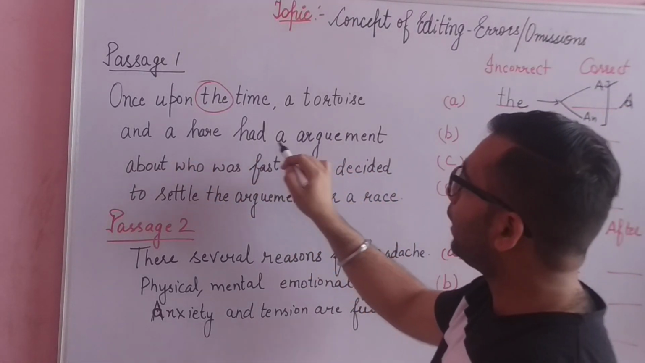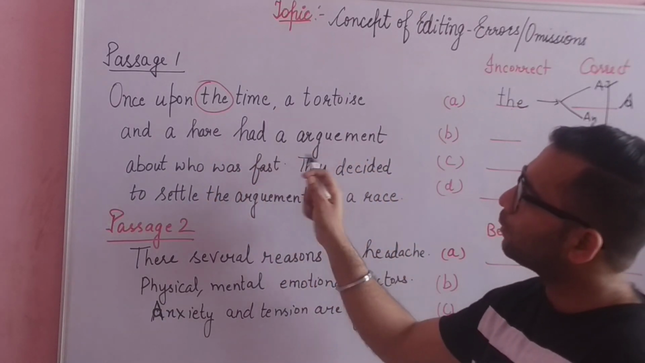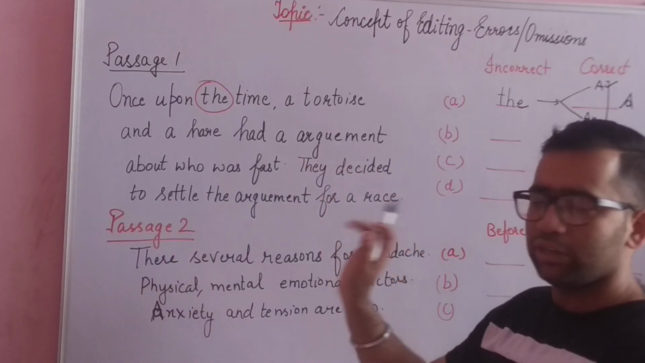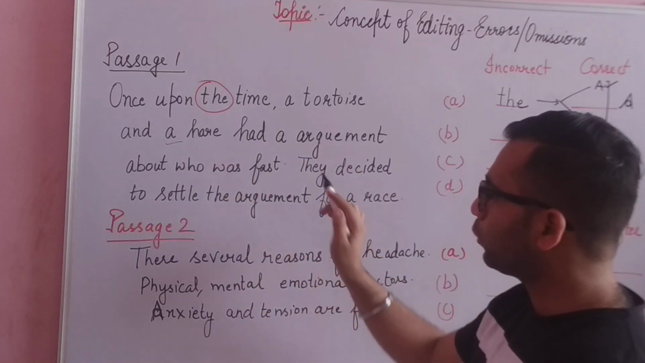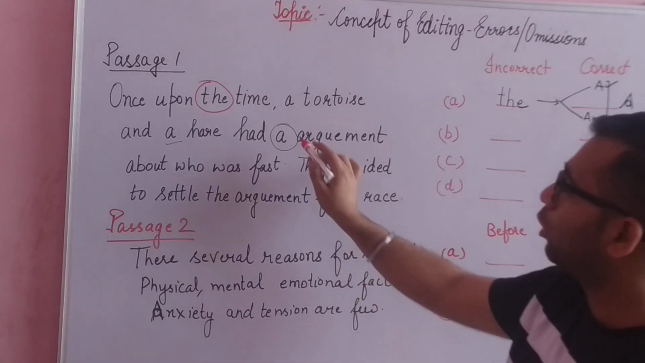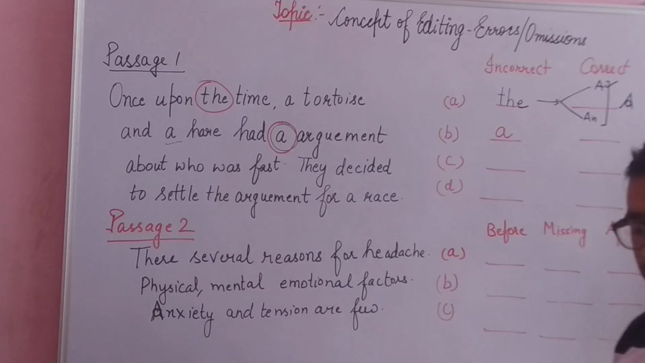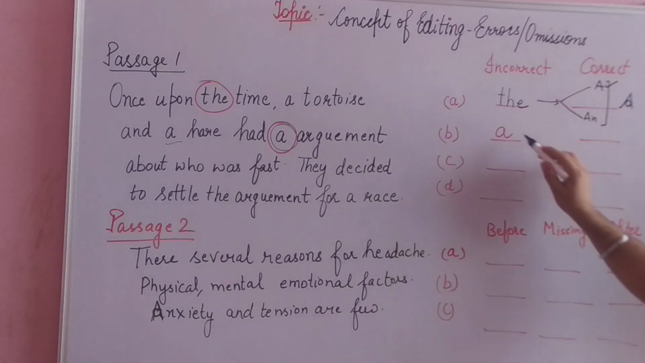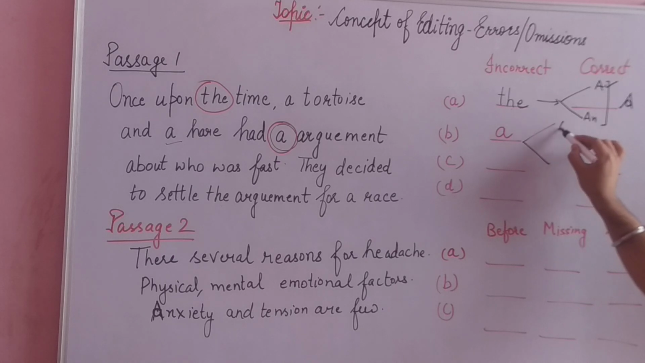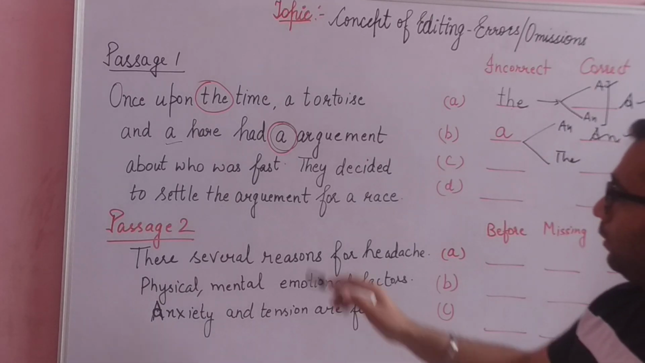A hare had a argument. Again, there can be a tense problem, a determiner problem, articles, whatever you can feel. Had a hare, it's okay. A argument. Again, the usage of article is missing. It's wrong. A. So a is the error. We have got it. A can be corrected by, because it is the error, an and the. So it will be corrected here by an. Correction will be an.